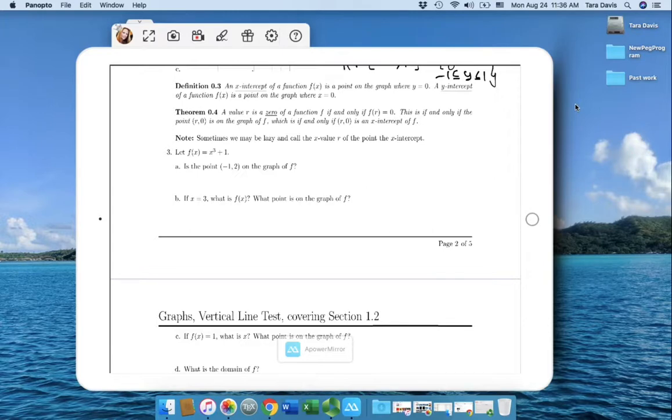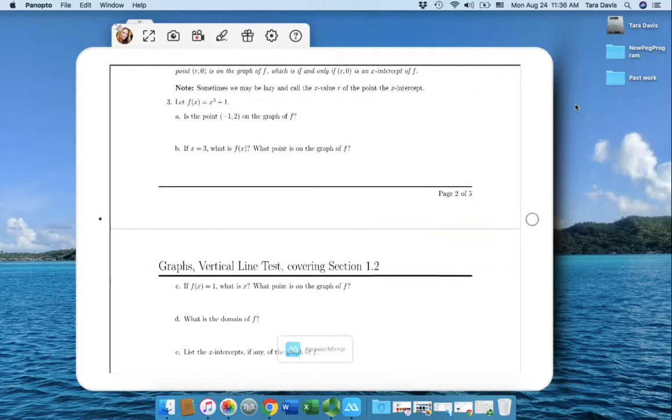Okay, and Theorem 4 states that a value r is a 0 of a function f if and only if f of r equals 0. So what this is saying is that the 0 is another word for the x-intercept. Okay, sometimes instead of giving the entire point for the x-intercept, we only give the x-coordinate because we already know that y equals 0. So you just have to pay attention to that from the context. All right, let's see an example.